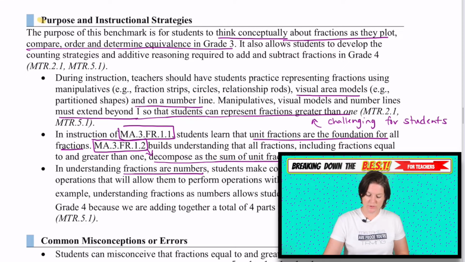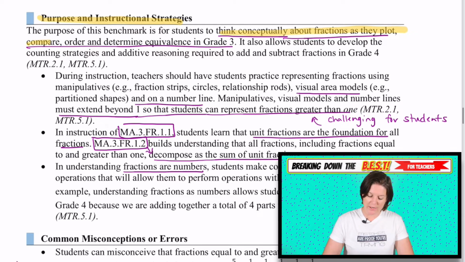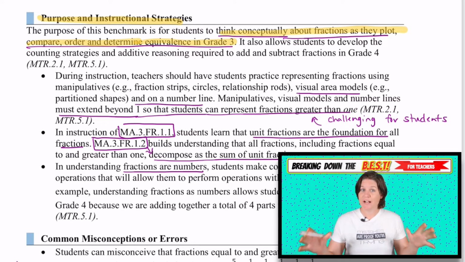Purpose and instructional strategies. Let's see what jumped out at me to help us navigate this standard. The whole purpose of this benchmark is for students to think conceptually about fractions as they plot, order, compare, and determine equivalence in 3rd grade. We're not doing all of that inside of this standard right here, but it will help us navigate the plotting, the ordering, comparing, and finding equivalent fractions later on.